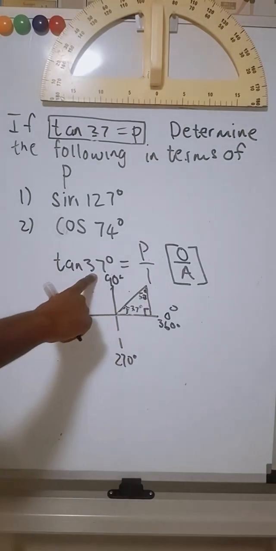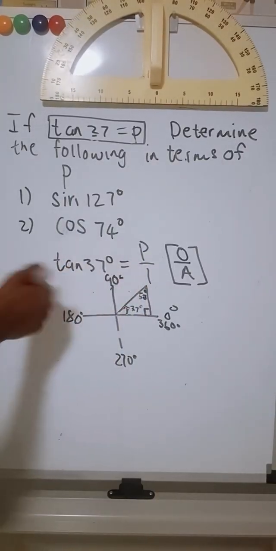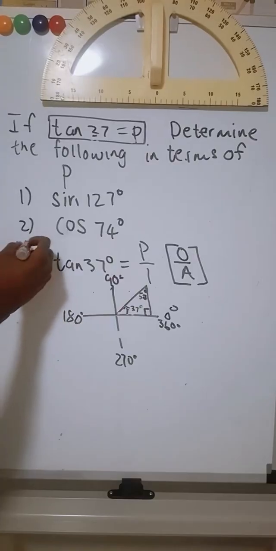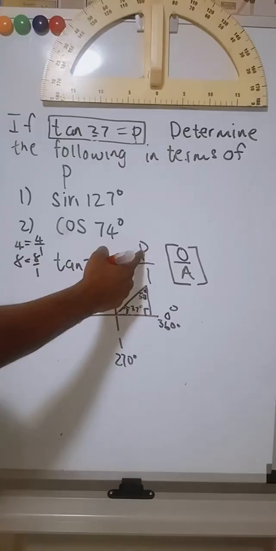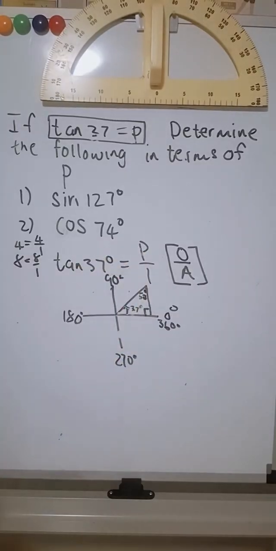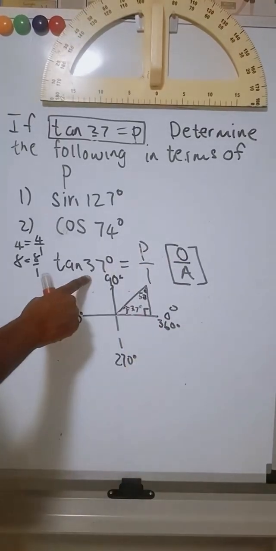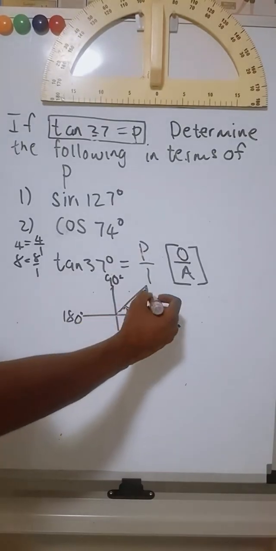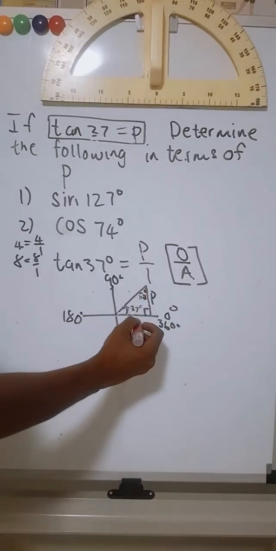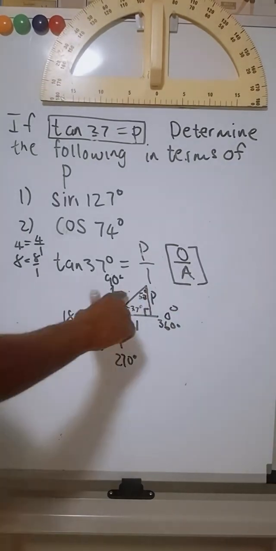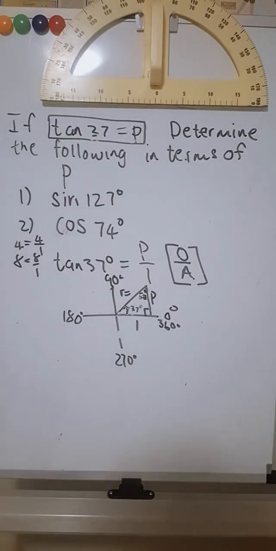Then we use this: tan 37 is equal to P over 1. Remember this P we write as P over 1. Why? Any number, guys, 4 can be written as 4 over 1, 8 can be written as 8 over 1, P can be written as P over 1. So the top variable represents my opposite side. The opposite side to 37 degrees is P, and the adjacent side is 1. Now we need to find R, which is basically the hypotenuse.